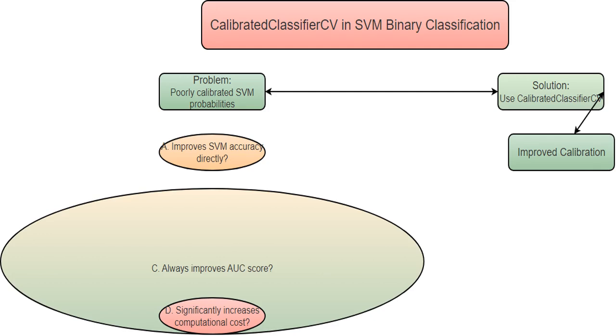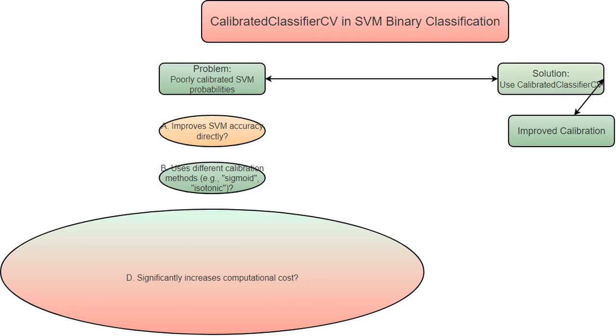I don't expect CalibratedClassifierCV to always improve the area under the curve, AUC, score. The AUC measures how well a model ranks instances, not its probability calibration. Calibration primarily affects the predicted probabilities, so the ranking might not be significantly altered. An AUC score might even slightly decrease while probability calibration improves.